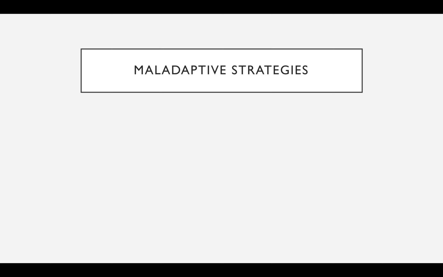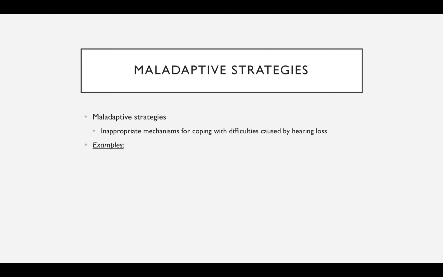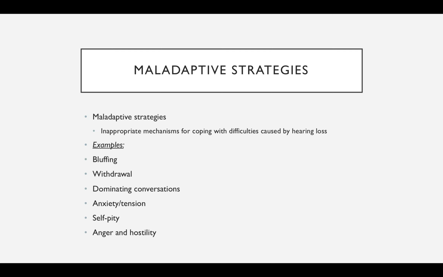Maladaptive strategies. These are strategies that are inappropriate for coping with difficulties caused by hearing loss. So examples of this include bluffing, withdrawal, dominating the conversation, anxiety or tension around having conversations, self-pity, anger and hostility, and then denial of their difficulties and the frequency of their communication breakdowns.